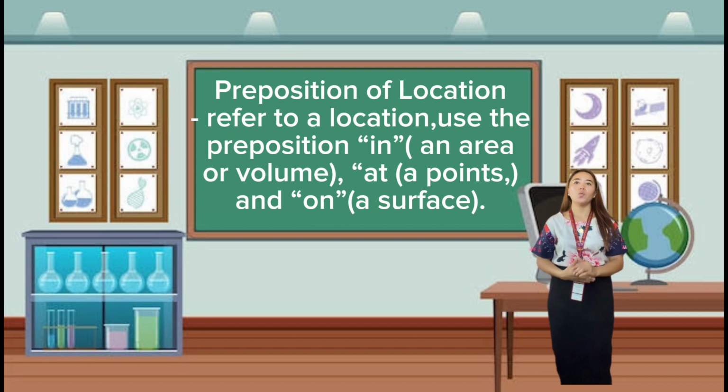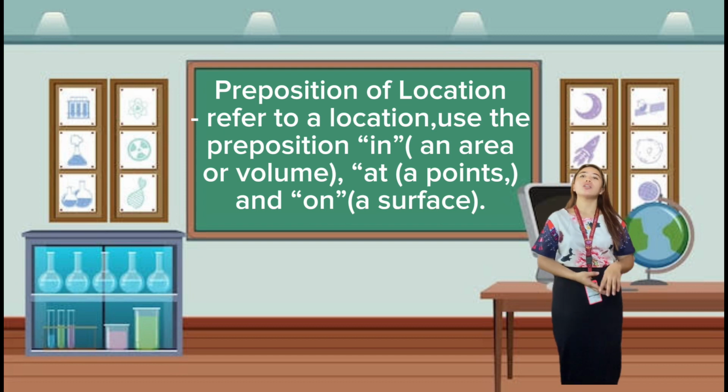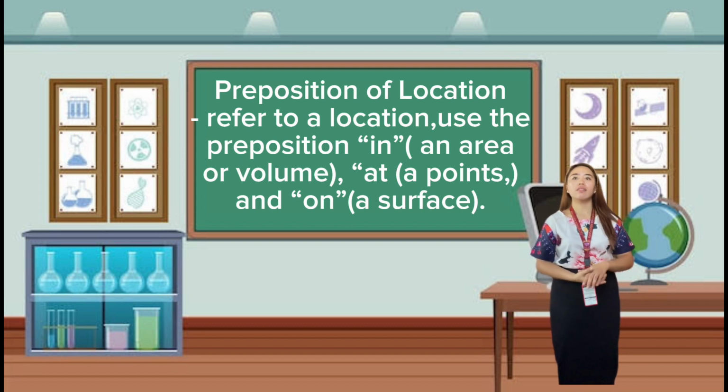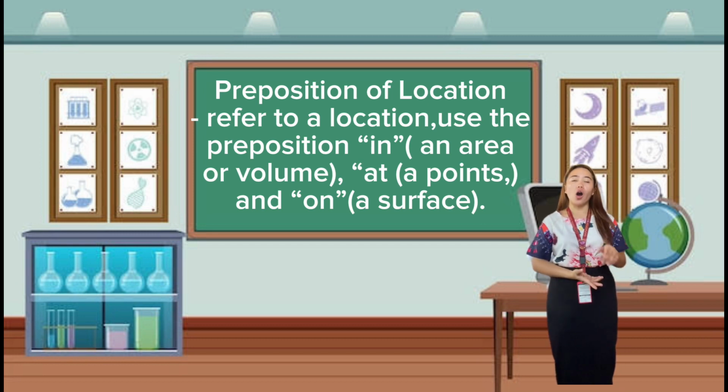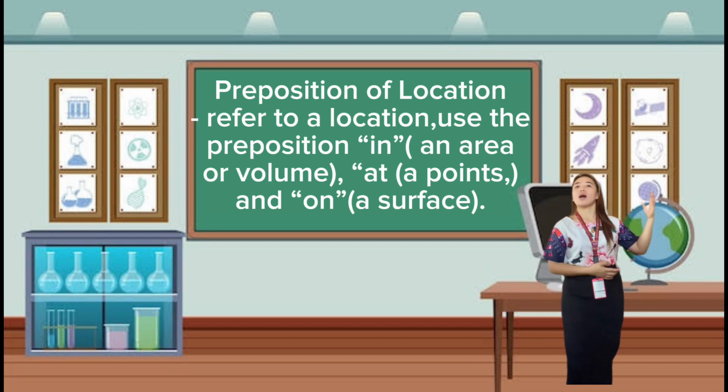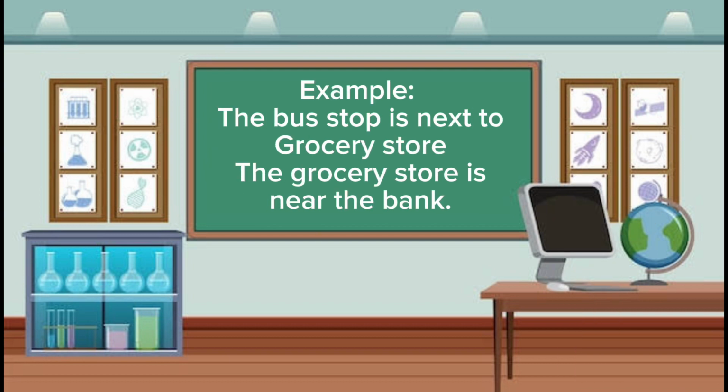Okay, next, we have preposition of location. Preposition of location refers to a location. We use the prepositions in for an area or volume, at for a point, and on for a surface. Example: the bus stop is next to the grocery store. The second example is the grocery store is near the bank.